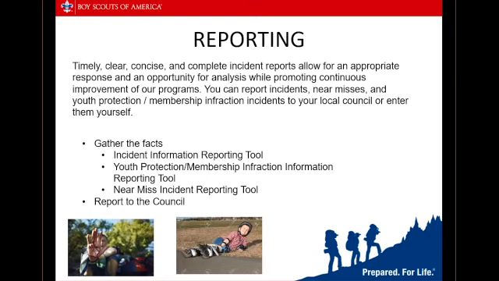You can report incidents, near misses, and youth protection or membership infraction incidents to your local council or enter them yourself. So the very first thing is to gather the facts. And then they have 3 different tools, and right from the website you can download the form so you understand what you need. There's the incident information reporting tool. That's just gathering the facts. There's the youth protection issue one, and that's gathering the facts. And then the near miss.